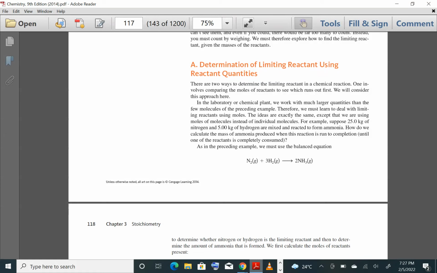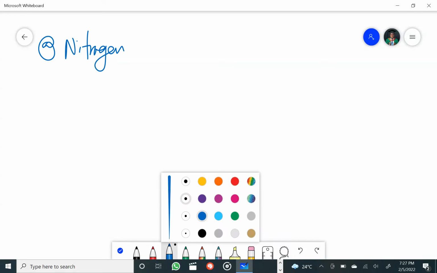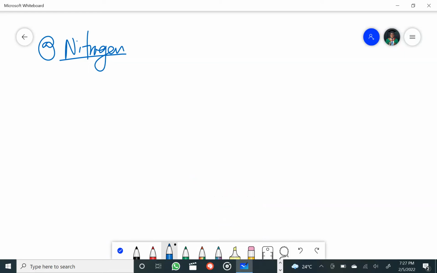So we've been told 25 kg, but remember, in chemistry we don't work with kgs, right? The mass has to be in grams, so I have to convert that mass to grams, and then find the number of moles. So let's go with the nitrogen. So for the nitrogen, what do we know?